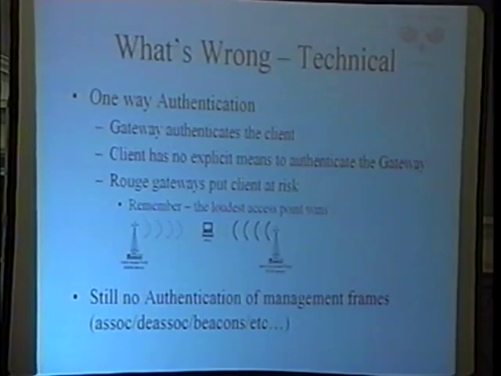So it's a trivial matter to become a rogue gateway in an 802.1x, in any 802.11 network. Again, there's still no authentication in the management frames. So once I'm authenticated, I can just punt you off the network. Doesn't matter if you've gone through all this glorious authentication. I can say, hey, why don't you go deassociate, and that's the end of it.